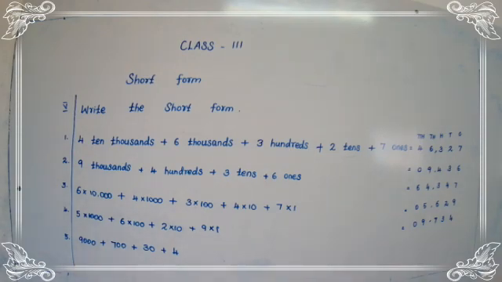Write the fourth one. 5 multiplied by 1,000 plus 6 multiplied by 100 plus 2 multiplied by 10 plus 9 multiplied by 1 is equal to 5,629. Then see the fifth one. 9,000 plus 700 plus 30 plus 4 is equal to 9,734.